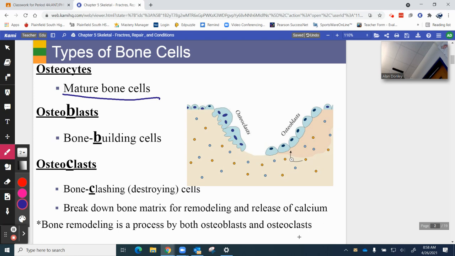All right. The osteoblasts, these guys are what are referred to as bone building cells. That's why the B in osteoblast is highlighted there, because those are the ones that go in and try to repair some of that tissue. And then the last of those are osteoclasts. These are bone clashing or bone destroying cells. So when you damage a bone, these are the ones that actually go in and try to repair that process and kind of remodel that. All right, so the big thing there is that bone remodeling is done by both those osteoclasts and osteoblasts.